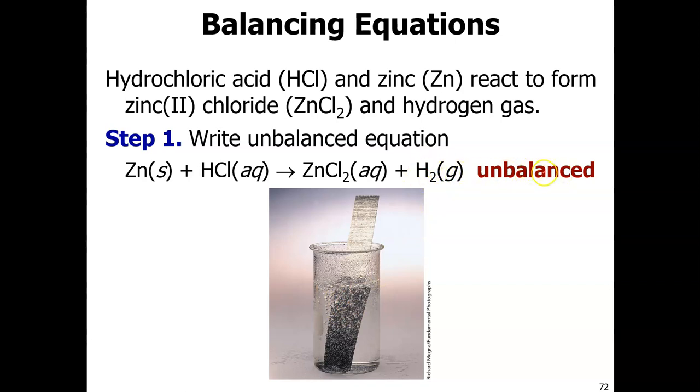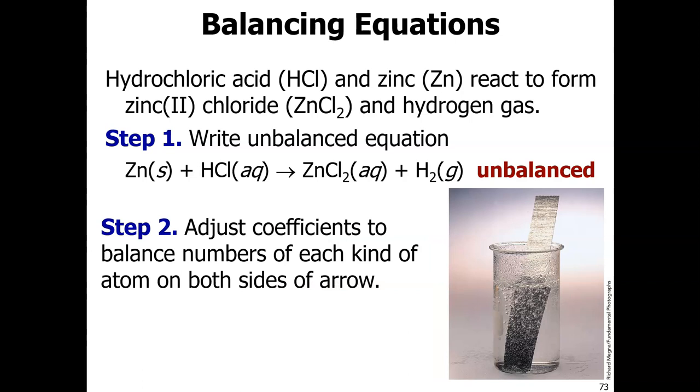This is unbalanced right now because on the right side, I can just tell you right now, we have 2 hydrogen atoms and on the left we have 1 hydrogen atom. So this is not balanced. This doesn't work. We also have 2 chloride ions and we just have 1 here. So we need to fix that. So let's adjust the coefficients to balance the numbers on each side. And if we take 2 HCl, that fixes our problem.